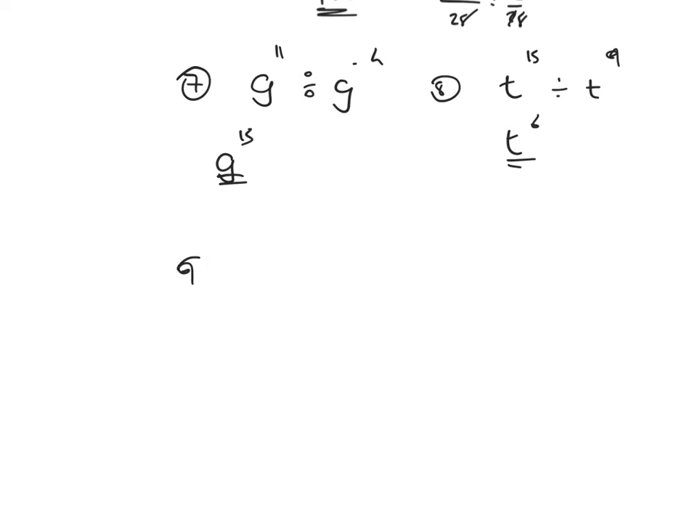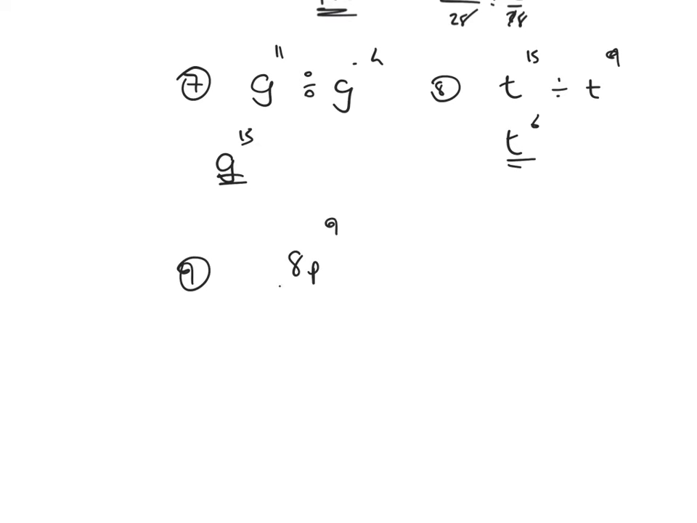Okay, example 7. g to the 11 divided by g to the -4. Okay, this is rule 2. So you subtract the powers, 11 minus -4, that's 11 plus 4, that's 15, g to the 15. Example 8: t to the 15 divided by t to the 9. 15 take away 9 is 6, t to the power 6.